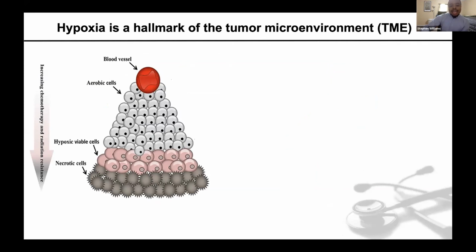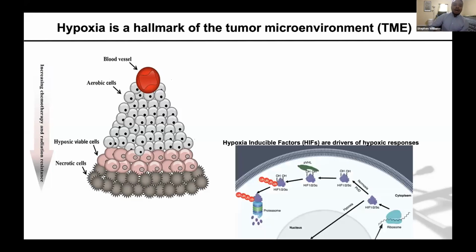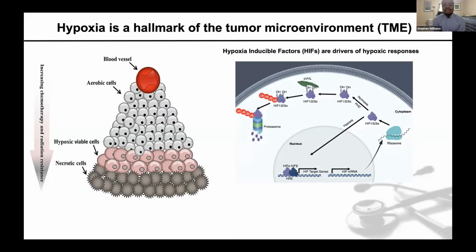And as this schematic is showing, as you go deeper into the core of a tumor, it becomes more hypoxic, leading also to necrotic tissue or death. One of the phenomena of this particular hallmark of the tumor microenvironment is the transcription factors, hypoxia-inducible factors, which actually drive the ability of these hypoxic viable cells to undergo metabolic vulnerabilities and/or reprogramming, therefore leading to the alteration or manipulation of different genes involved in cancer progression.